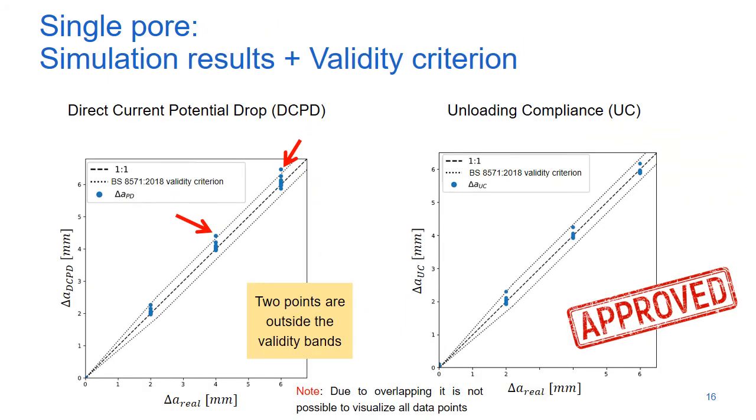Crack growth values obtained by unloading compliance simulations and DCPD for all the simulated single pores are presented in these two graphs. In the case of the unloading compliance results, all points are within the validity limits defined by BS 8571. For the case of DCPD results, 2 points fell outside the standard validity limits, and therefore, for these two cases, cracking extension measurements would be considered unqualified by this standard.